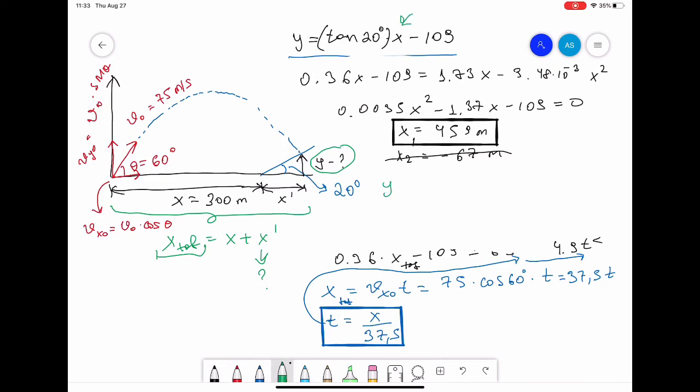Once you have found this x, you can just substitute it in here. So your y is equal to tangent 20 degrees multiplied by 459 minus 109. So you will get that your y is equal to 58 meters. Okay, this is how you solve such problems.